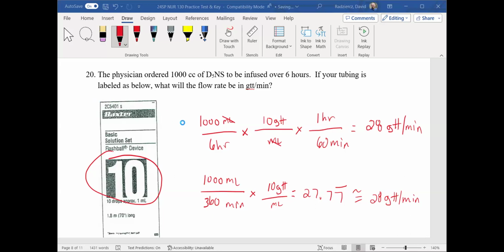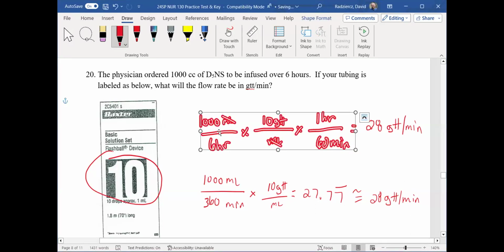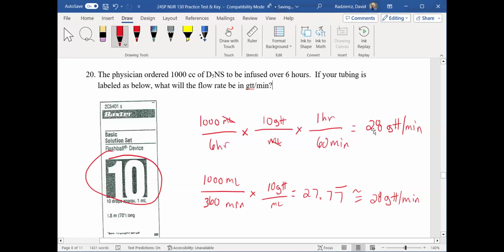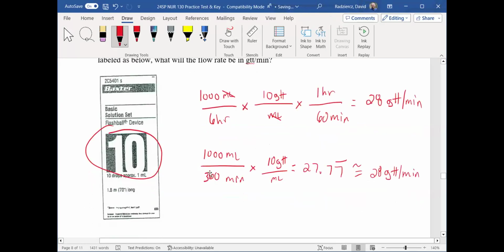So I showed the long way. Okay, so I took 1,000 milliliters per 6 hours times the drop factor of 10, and then I converted hours to minutes. So I divided by 60, and then I got a rounded answer of 28 drops per minute. Alternatively, and what I would recommend for you is, since you already know you're going to minutes, just go ahead and make that, instead of doing 6 hours, do 6 times 60, which is 360 minutes, and then multiply it by your drop factor.